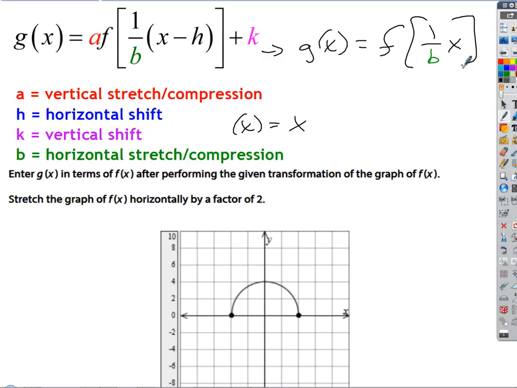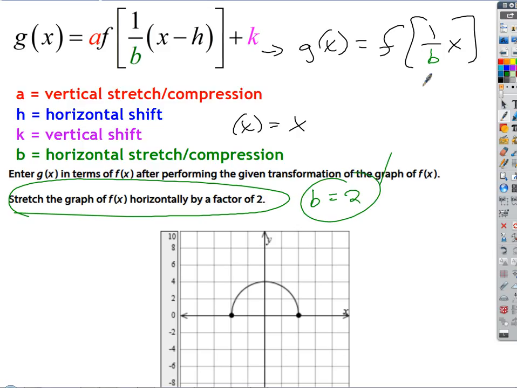Okay, so let's look at what we're doing here. We're trying to stretch the graph of f of x horizontally by a factor of 2. So what's the value of b? 2, right? So what do I do with the 2? Plug it in right there, right? Okay, and I'm done. What's that going to look like after I do that? Then I get f of what? Not 2, f of 1 over 2, right? See that? That's my answer, f of 1/2 x. Okay, make sense?